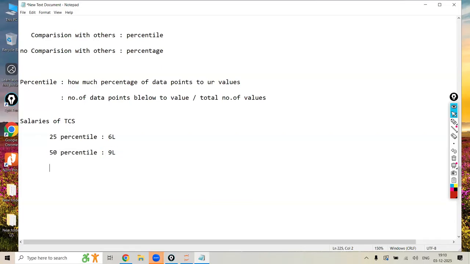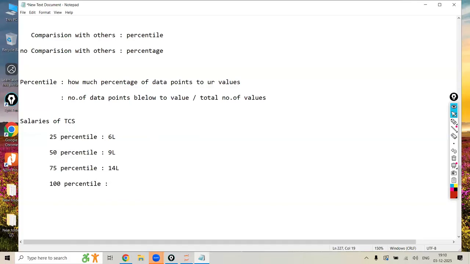Now, 75 percentile. What is meant by 75 percentile? 75% of the data, for example, if it is 12 or 14 lakhs, let's take an example. So 75% means 3 by 4th of the people in the TCS company are getting less than 14 lakhs. Then 100 percentile.